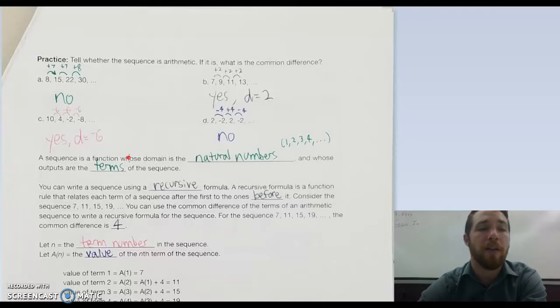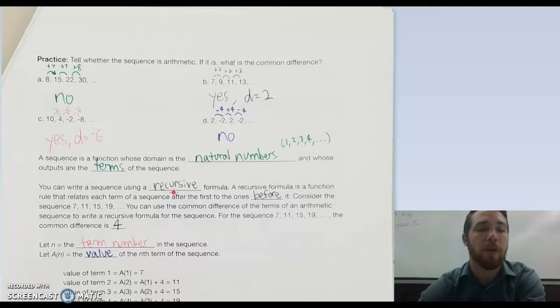Our sequence is a function whose domain is the natural numbers. So again, domain, you want to think of your inputs, or your x's. And by natural numbers, we mean, again, counting numbers. Start counting with 1, 2, 3, 4, and so on and so forth, and whose outputs are the terms of the sequence.